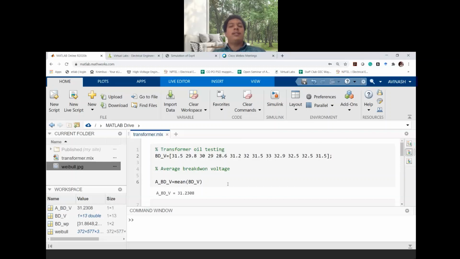So see what you can do, and complete this experiment by 23rd, and submit it in Google Classroom, for which the link will be provided. That should include your whole written experiment for the transformer oil testing, as well as this variable plot with the result and all. So this is how we will be continuing our lecture.